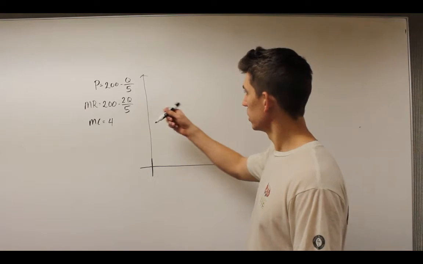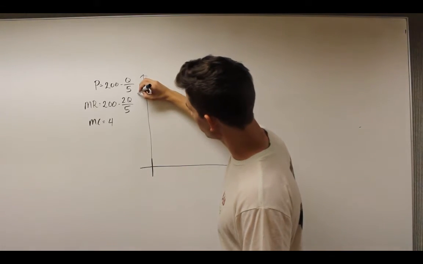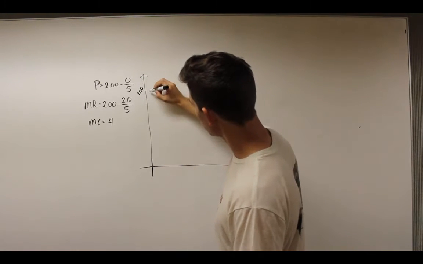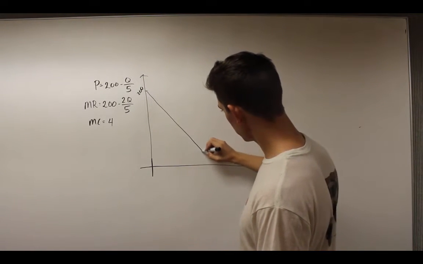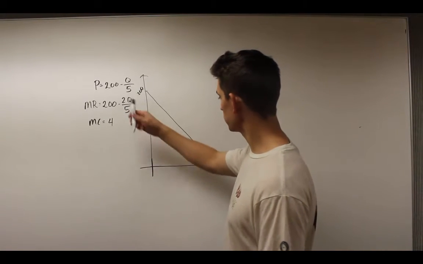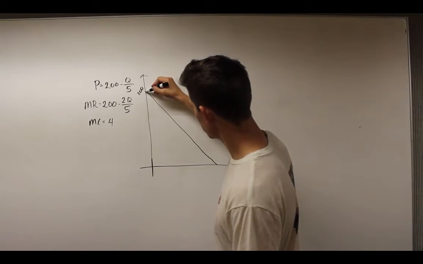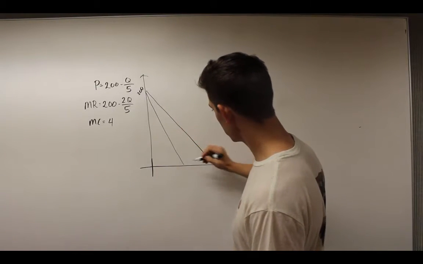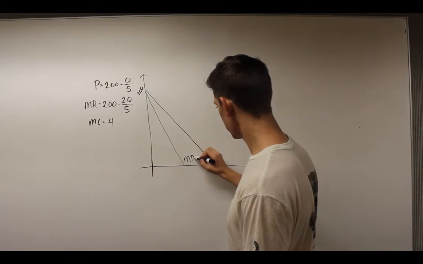Okay, so this is going to have a y-intercept of 200. And then it'll just be a downward sloping line with slope of 1/5. It'll get somewhere like that. So this is going to be another line also starting at 200, but with twice the slope. So it'll be just a steeper line like this. So this is our demand. This is our marginal revenue, right?